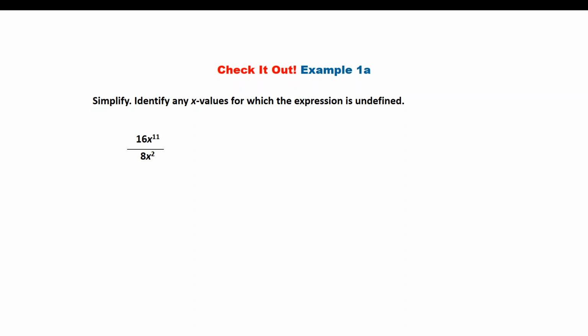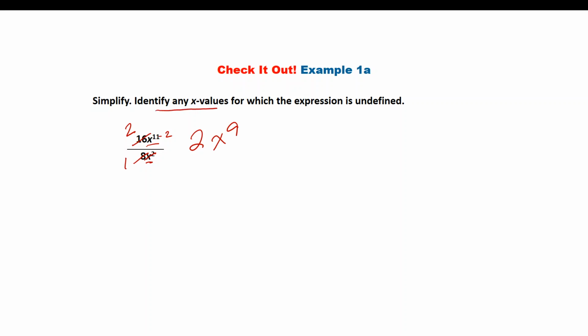Okay, in this problem, this is a pretty easy one to simplify. We know that 8 divides evenly into both of these, so 16 divided by 8 is 2, 8 divided by 8 is 1. Here I have x squared and x to the 11th, and so I know that that can go away, leaving me with 2x to the 9th.